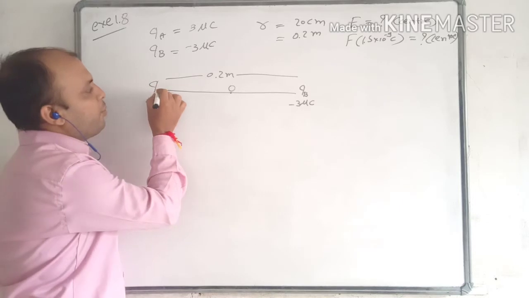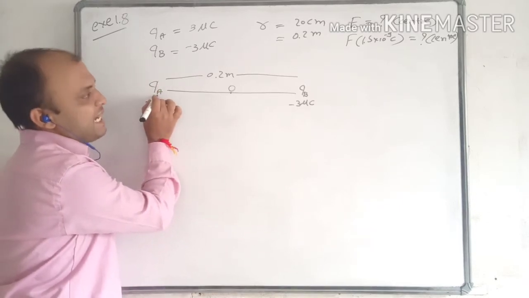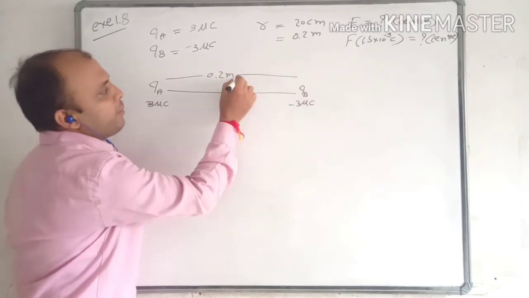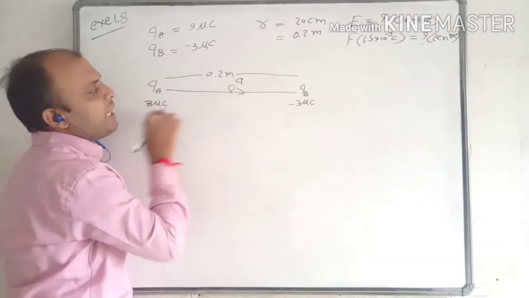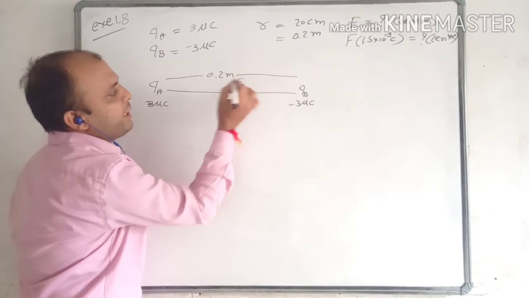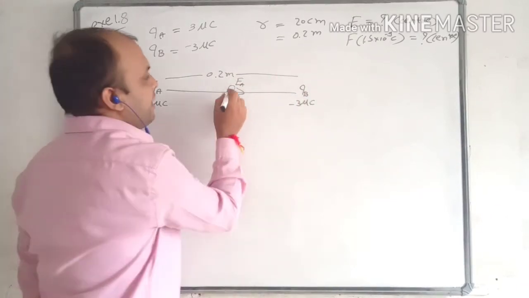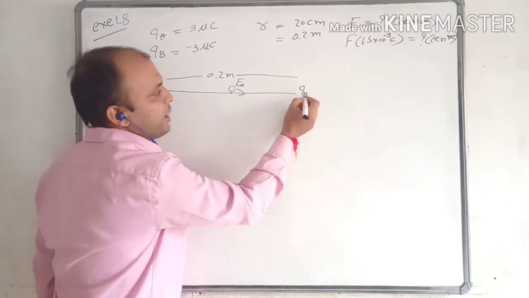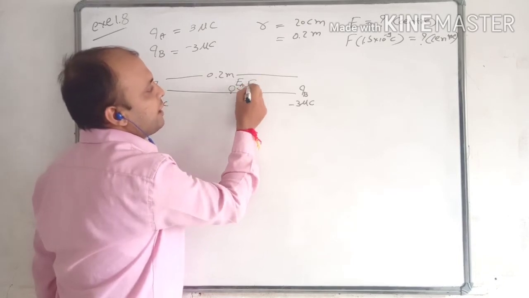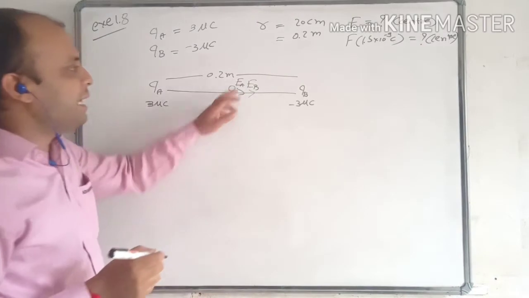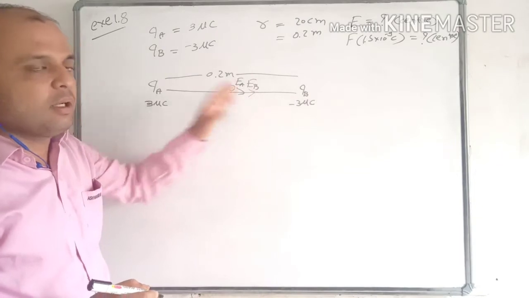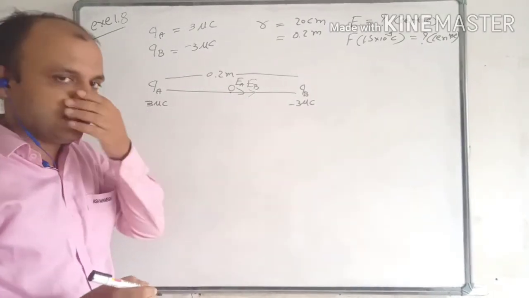Now see, due to the A charge, the electric field at O is in the direction of B, because this is a positive charge, so the direction will be outwards. So the direction due to the A charge will be toward B, and at the center the direction of the electric field due to the B charge will also be toward B. So the directions of the electric field due to A and due to B are both the same, because one charge is positive and one charge is negative.